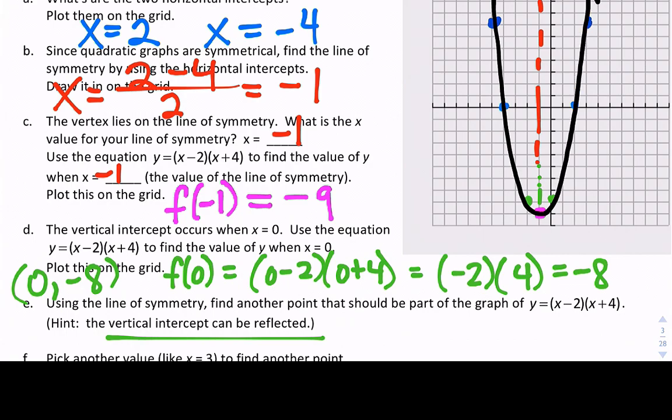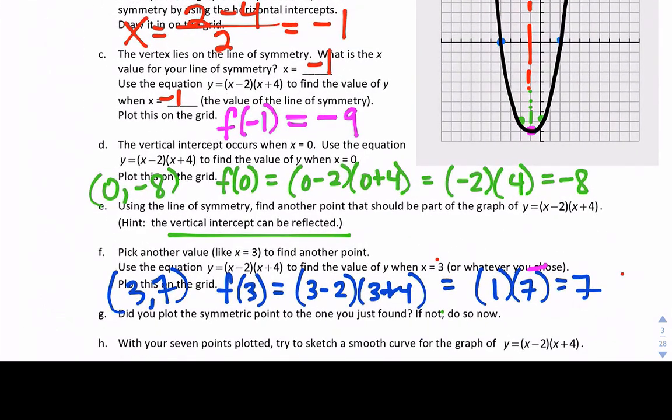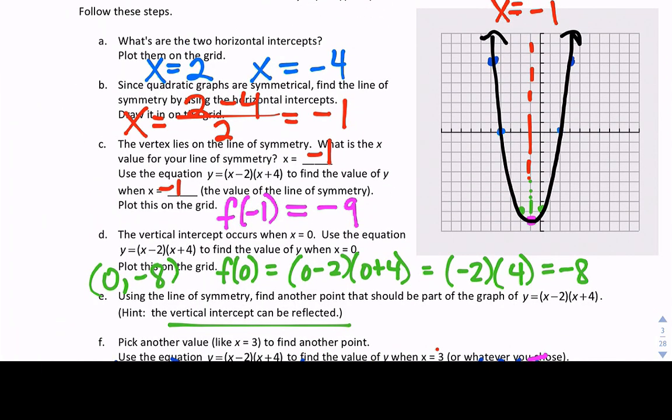Okay, so there's our parabola. We got 7 points right there. It says, did you plot the symmetric point? Yep, we did. With your 7 points plotted, here's our smooth curve. So there it is, the equation of a quadratic.